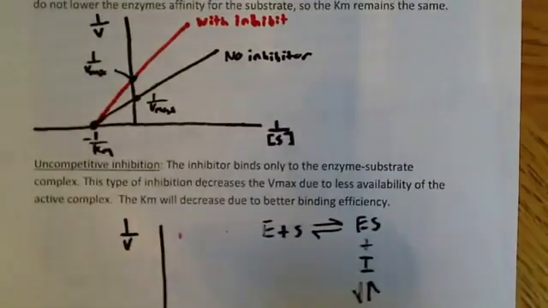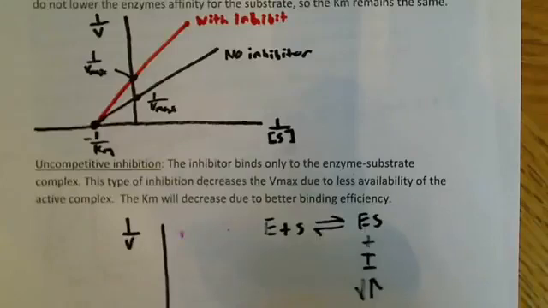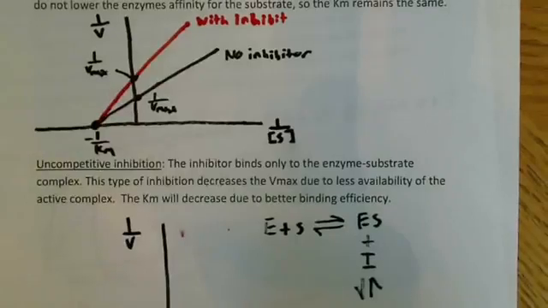So to finish this up, let me just go back through this one more time. The inhibitor binds only to the enzyme-substrate complex. This type of inhibition decreases the Vmax due to less availability of the active complex. The Km will decrease due to better binding efficiency. So there'll be better binding efficiency, but the Vmax will decrease.